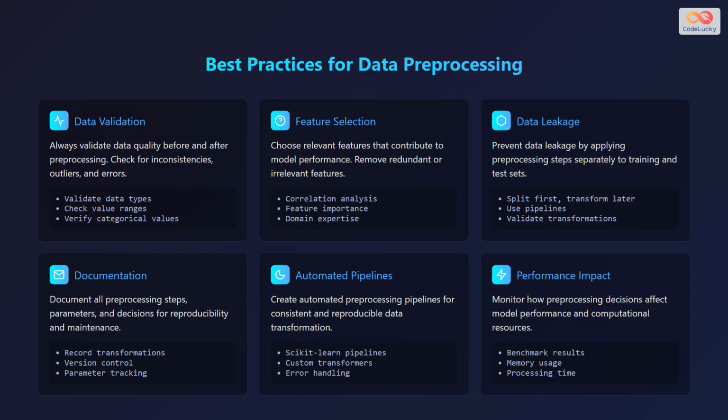Lastly, performance impact. Monitor how preprocessing decisions affect model performance and computational resources. Examples of performance impact monitoring are benchmark results, memory usage, and processing time.